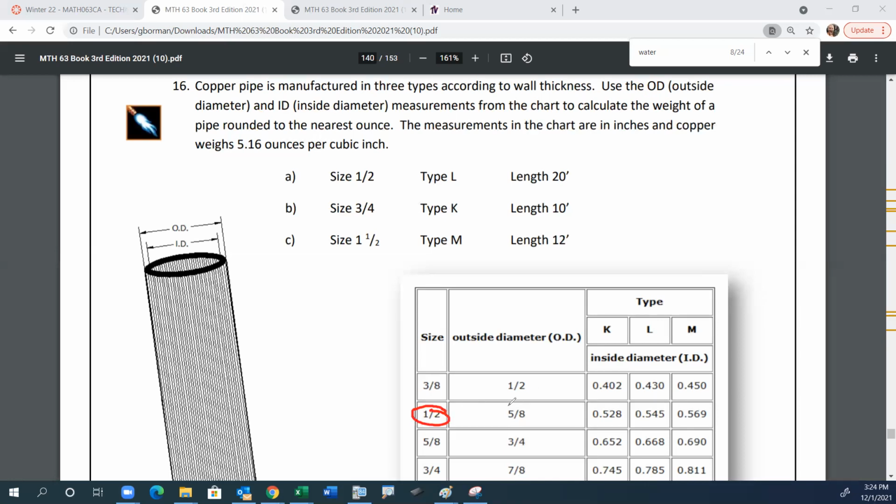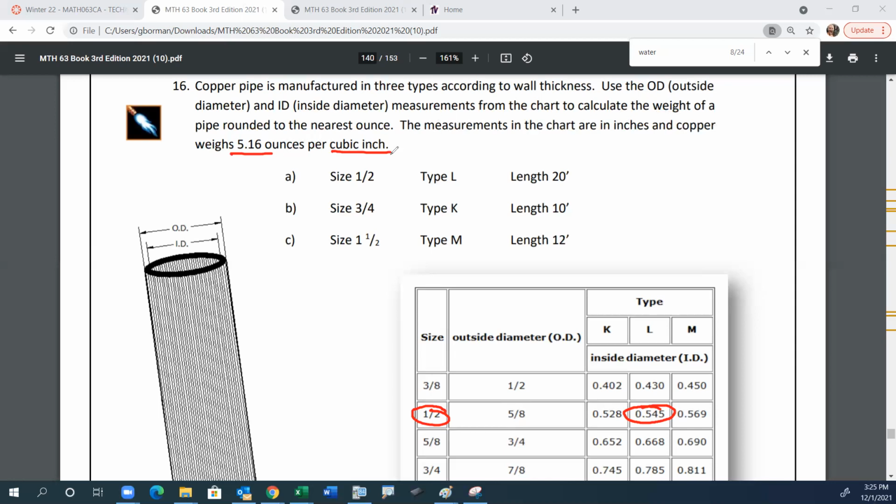All right, so we're looking at that row only. Type L, so that guy right there. And so we want to know the weight. I think that's what it said. Yeah, find the weight. We want to know the weight, and the weight is 5.16 ounces for every cubic inch.